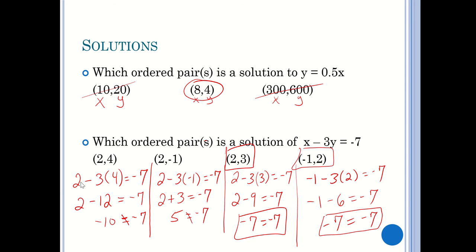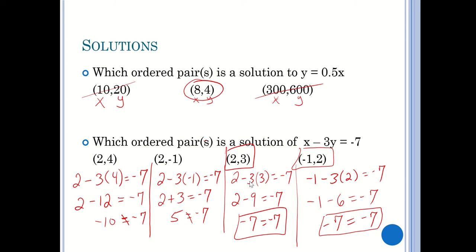So anyway, we plug in 2 for x, 4 for y, and we get -10 equals -7, which of course those are not equal, so this is not a solution, (2, 4). Same thing for (2, -1). We plug in 2 for x, -1 for y. We simplify and we get 5 is equal to -7, which those are not equal to each other. Same thing for (2, 3). We plug in 2 for x, 3 for y.